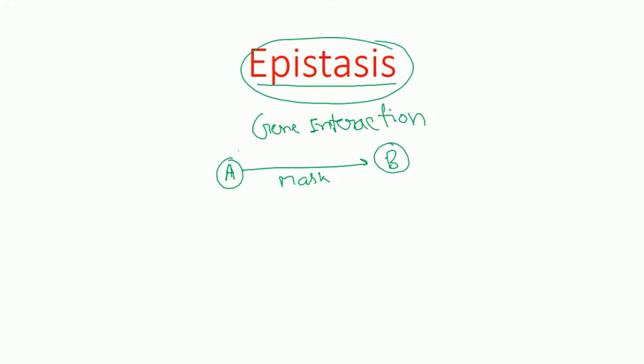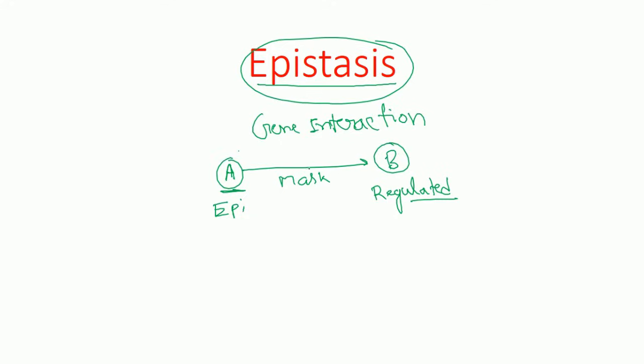The gene which is masking the effect of the other gene is known as the epistatic gene, and the gene whose functionality or expression is masked or prevented is known as the regulated gene. This is epistatic, this is regulated, because this gene's activity is regulated by the epistatic gene.